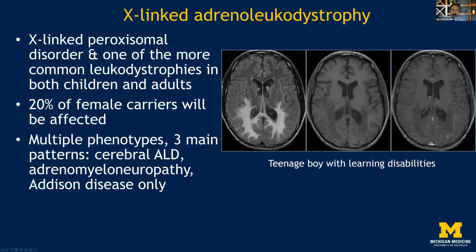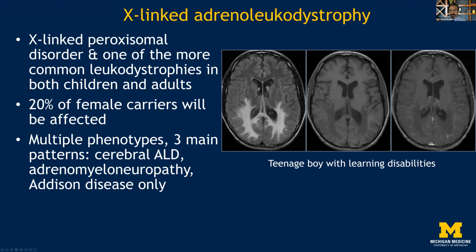There are three main phenotypes seen in these patients: cerebral adrenoleukodystrophy, which is typically seen in young patients, compared to the second phenotype, adrenomyeloneuropathy, which typically presents later in life. And then patients sometimes will have symptoms of adrenal dysfunction with Addison's disease only. That will be presented later.